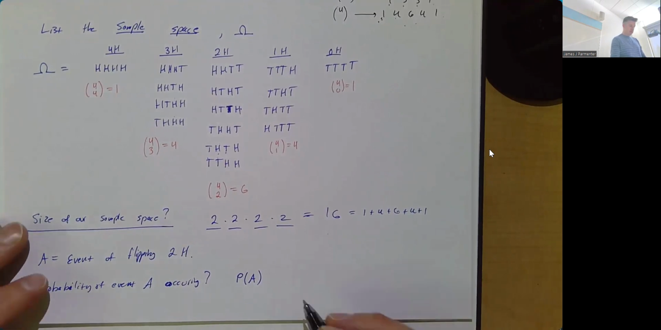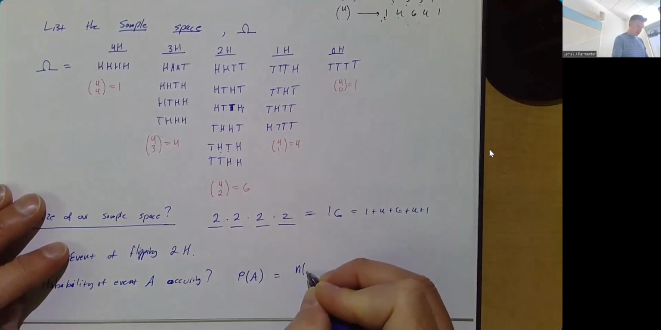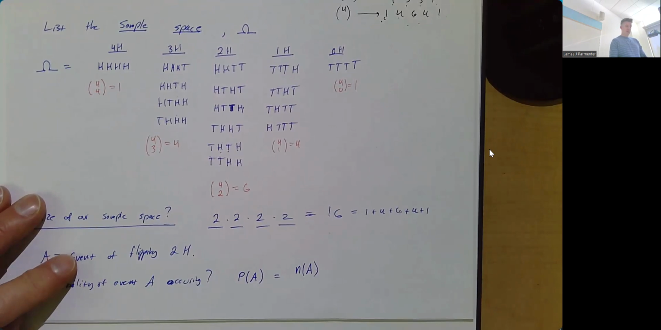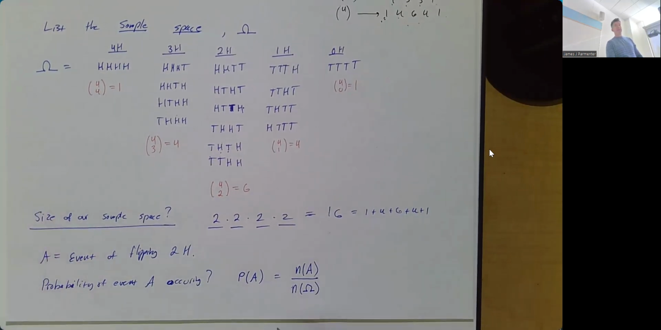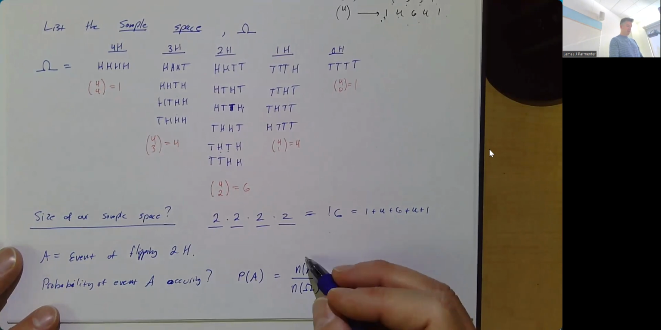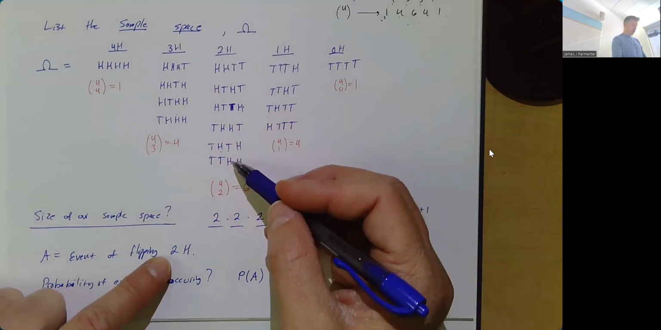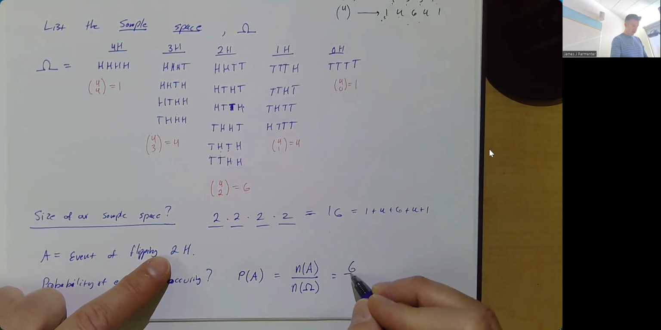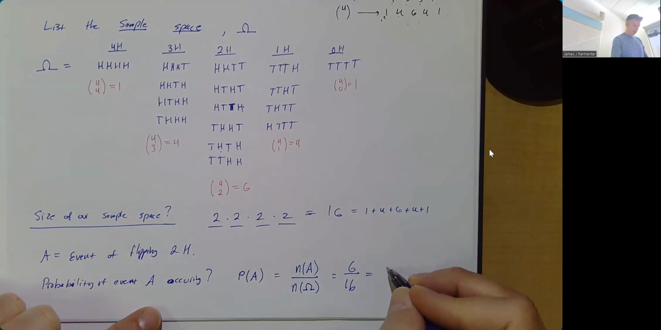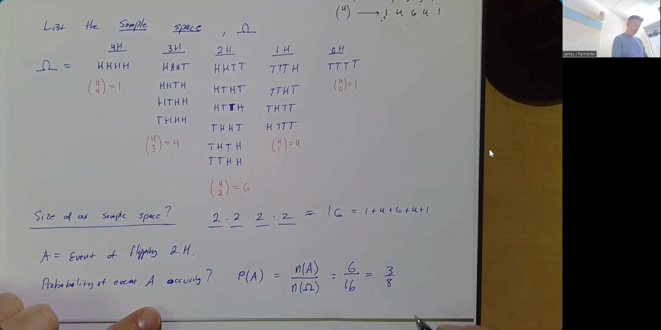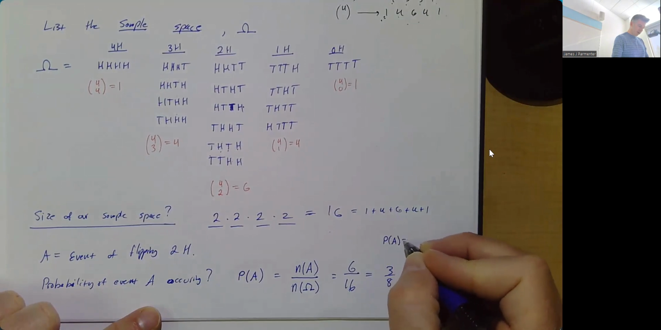And it's the number of ways that A can happen divided by the total number of things in the entire sample space. I don't think you need to ever write this notation I just wrote here. I would just say it's the number of ways of getting 2 heads, which is 1, 2, 3, 4, 5, 6, divided by the number of ways I can flip 4 coins, which is 16. And I would reduce that to 3/8. So I would say that the probability of A occurring is 3/8.